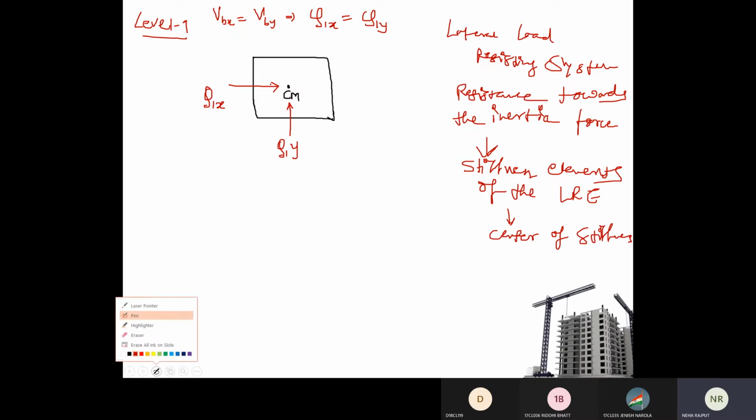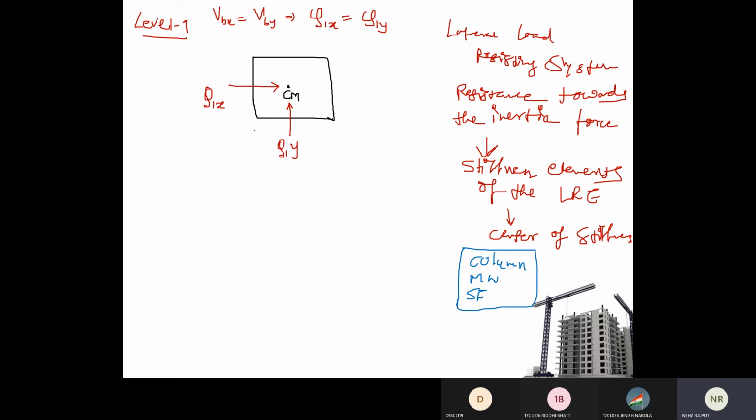Right, so for any of this building, the resisting elements, that is column, all the vertical elements, will provide the stiffness. Column, masonry wall, then shear wall. All these elements will provide the resistance towards this inertia force, and the stiffness of all these three elements will concentrate at one particular point, and that particular point is known as center of stiffness point. And due to that center of stiffness, this will provide the resisting force.